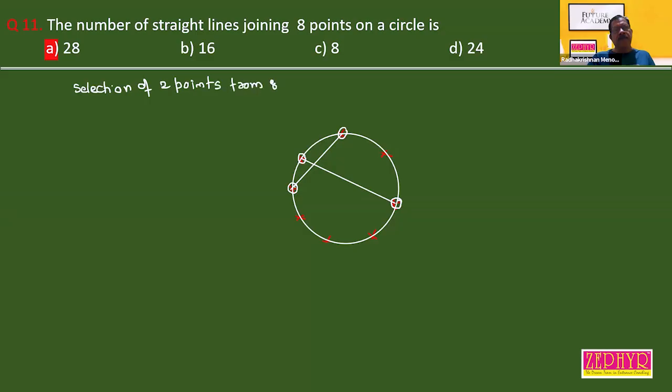Selecting any 2 points gives a straight line. So how many selections of 2 points from 8 points are there? 8C2. One selection gives one straight line, 2 selections give 2 straight lines, so 8C2 selections give 8C2 straight lines. So total number of straight lines will be 8C2. You can remember it as a result: nC2 if there are n points. So 8C2 is 8 into 7 divided by 2 factorial, that is 28. Okay. Next question.